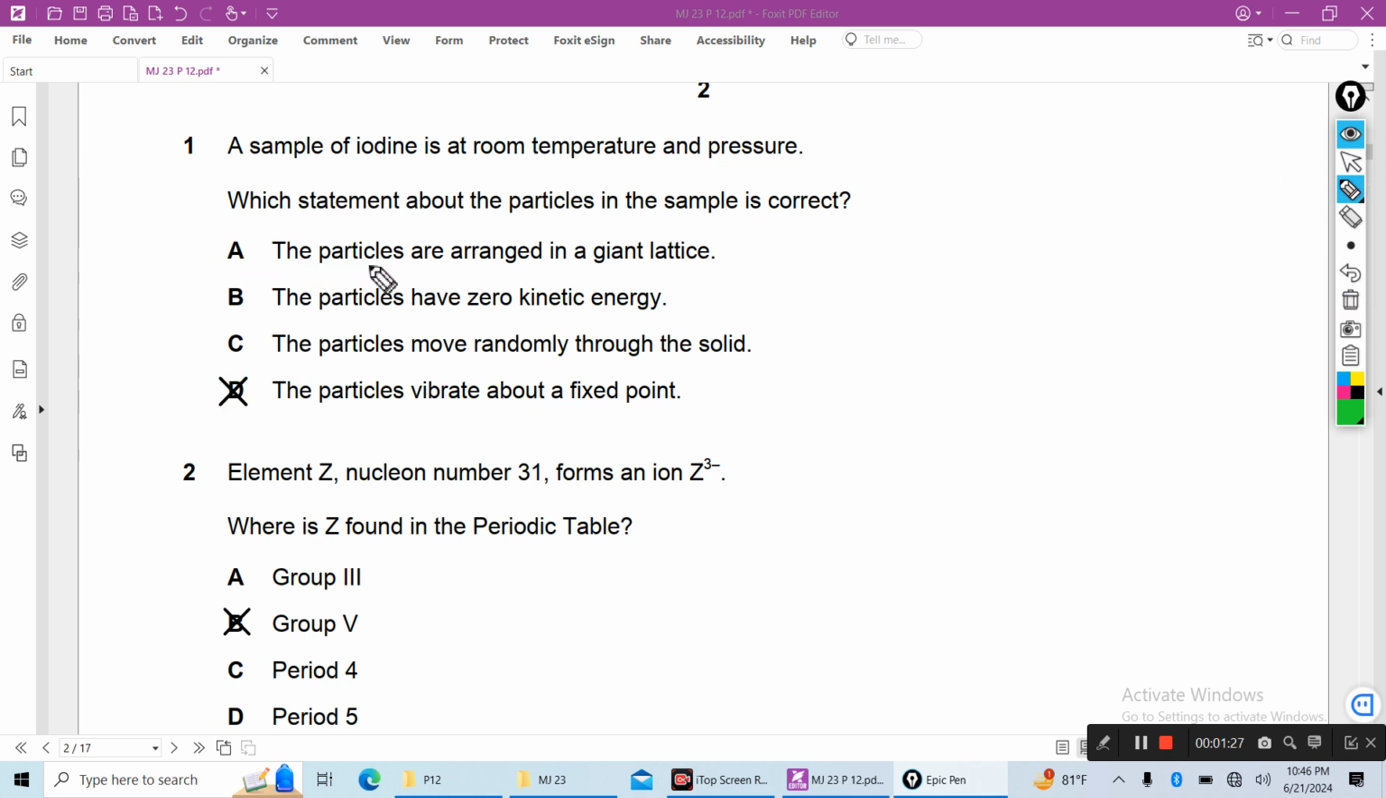Why is the rest wrong? A: the particles are arranged in a giant lattice. This is simple molecular, so this is wrong. B: the particles have zero kinetic energy. This is wrong. C: the particles move randomly through the solid. This is wrong. Now number 2.